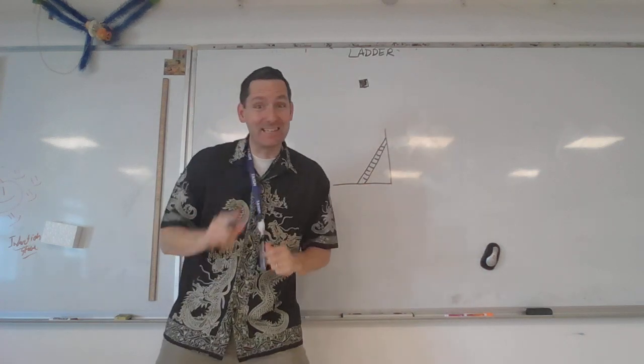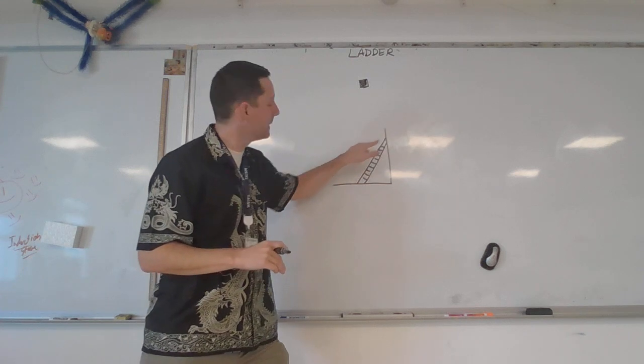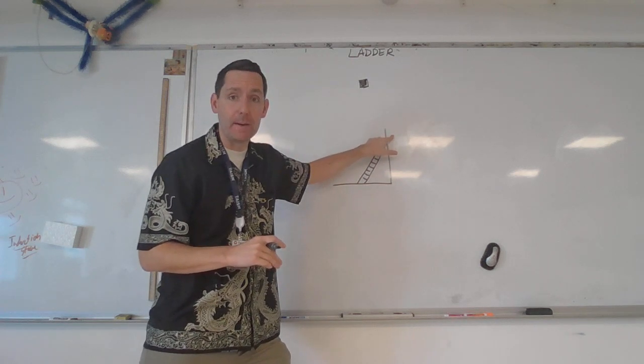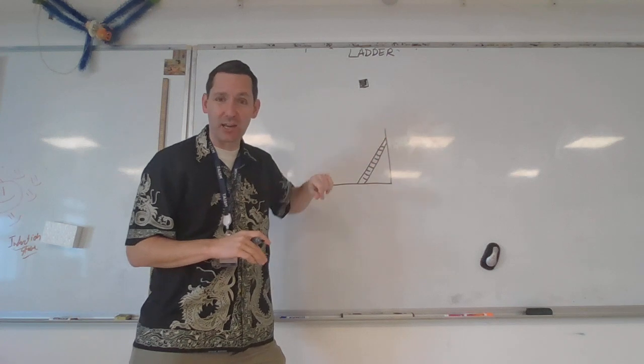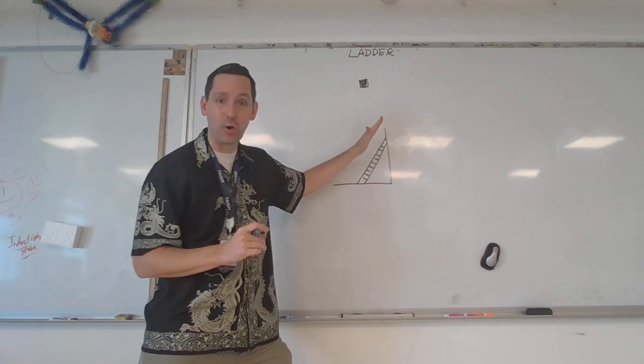All right, you ready? This is our last one. What we've got here is a ladder that's leaning up against the wall. All right? What are the forces acting on it? Can we create a free body diagram for this ladder that is leaning up against the wall?